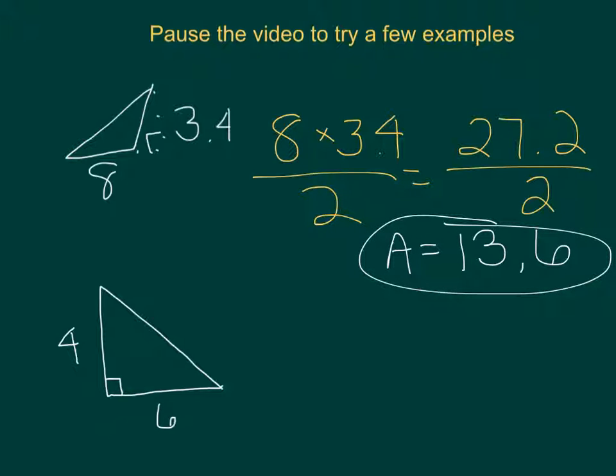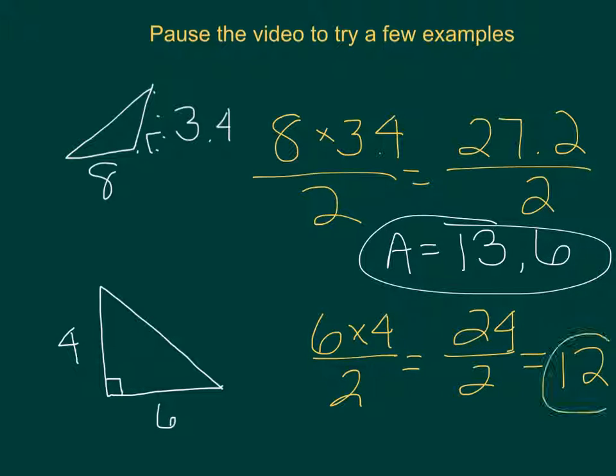For the second example, sometimes we have things called right triangles, and that means that one of the sides of the triangle meets another side to make a right angle. That right angle side is the height. So in this example, you do 6 times 4 divided by 2. So 6 times 4 is 24, divided by 2 is 12 for the area.